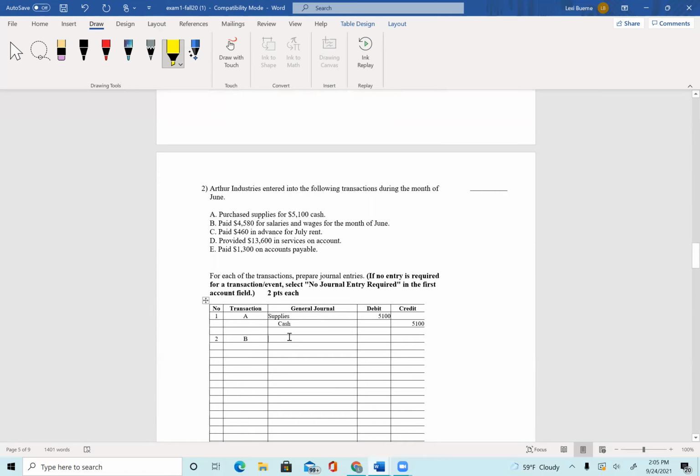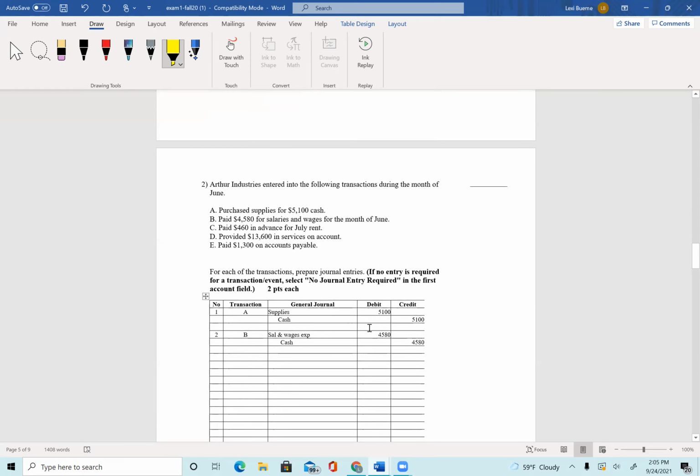And then next one, 2B, paid $45.80 for salaries and wages for the month of June. So that's going to be an expense on our end. So that's going to be salaries and wages expense of $45.80. And then you pay your employees in cash. So it's going to be cash. Like you can't pay them on account. They will pay you in a few years. You have to pay them in some form of actual physical items. All right, 3C. Let's move it down.